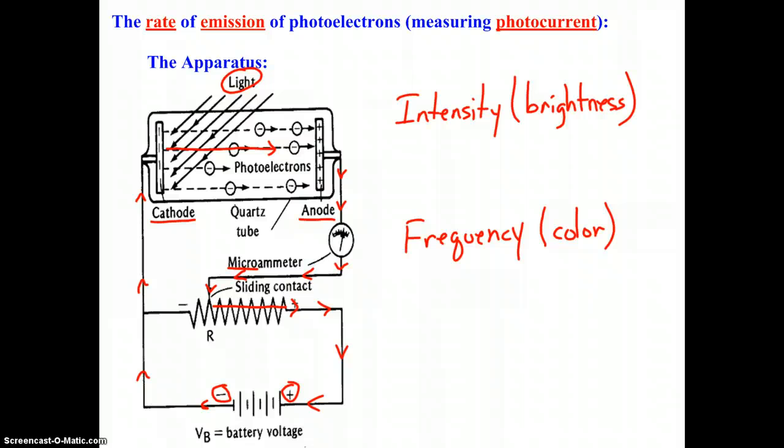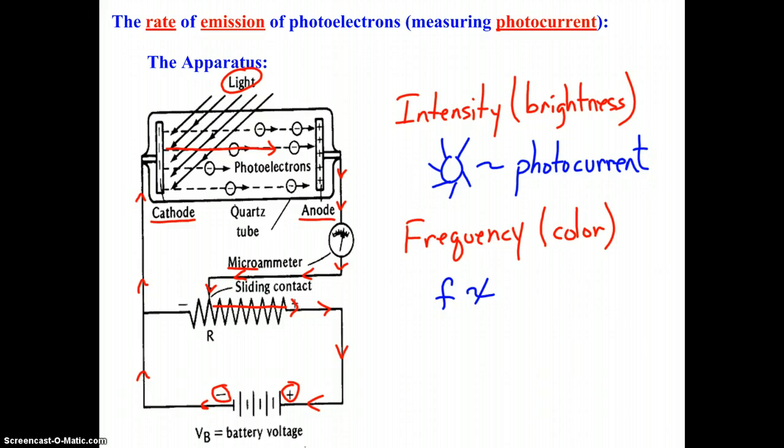When intensity was varied, when the brightness was varied, and the frequency was held constant, what they discovered was that the brightness was directly proportional to the rate of photocurrent. In other words, the brighter the light that shone on the metal plate, the more electrons it removed per second, which was noted by an increase in the reading on the microammeter. When they performed the second experiment, varying frequency, therefore color, while holding intensity and brightness constant, they found that the frequency had no impact on photocurrent.